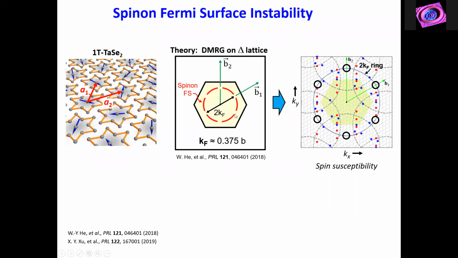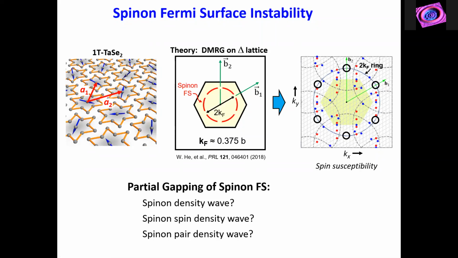See, I've made little gaps in the Fermi surface, and that's not a really surprising thing, because Fermi surfaces are often partially gapped. Many charge density wave systems show that. There are many things that can partially gap a metallic Fermi surface. Here for the spinons, examples would be spinon density waves, spinon spin density waves, spinon pair density waves. All of these explanations can partially gap the spinon Fermi surface. And I will add that all of these will lead to the same answer in the end.